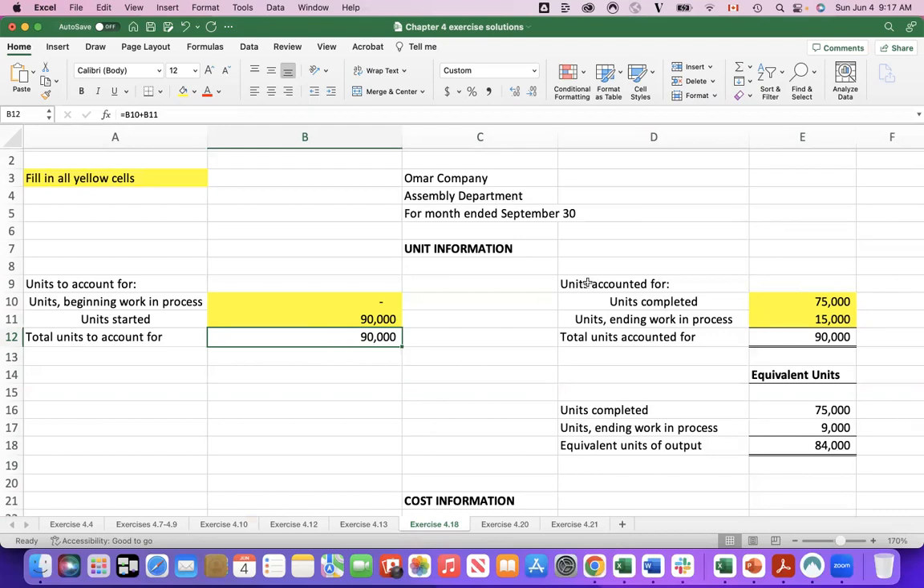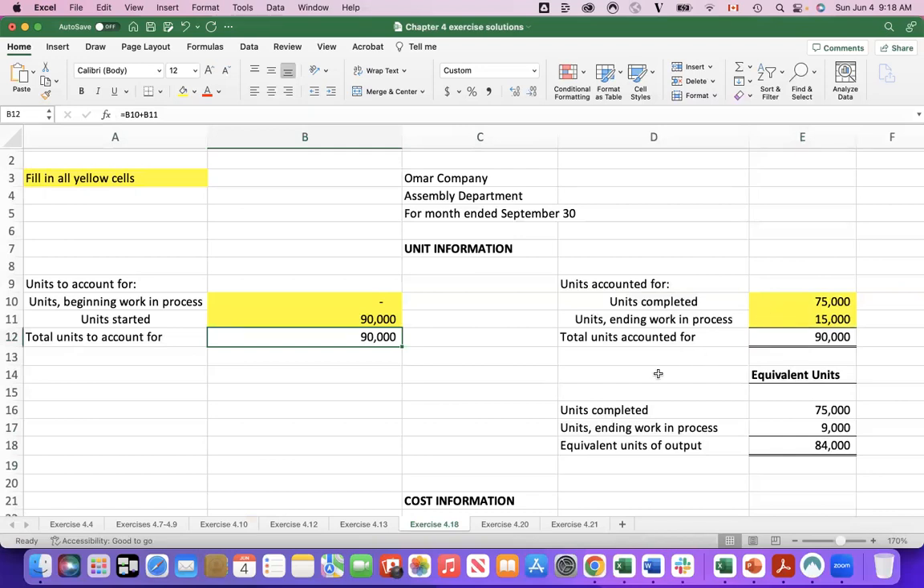The second half of the top part here is now we're figuring out, okay, of this 90,000 units that we have to account for, where are they? What stage of production are they in? In this scenario, we have units completed plus units in ending work in process. That equals our units accounted for. And notice these numbers should match. Units to account for should equal units accounted for, because again, we are trying to account for all the units that we should account for.